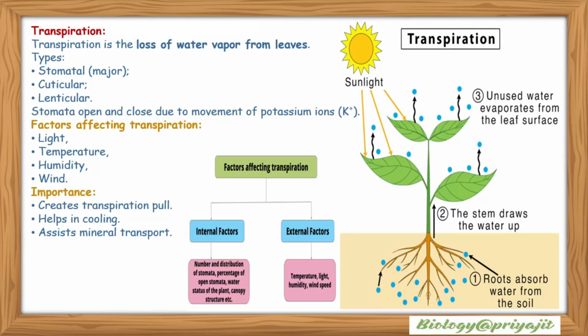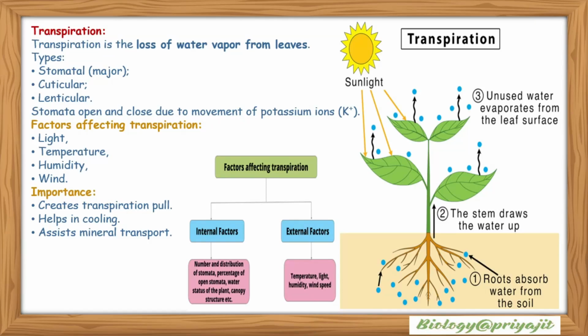Transpiration, we know that transpiration is the loss of water vapor from the leaves. It is basically of three types: number one is stomatal, which is the major type, number two is cuticular transpiration, and number three is lenticular transpiration. Stomata open and close due to movement of potassium ions, or K plus.